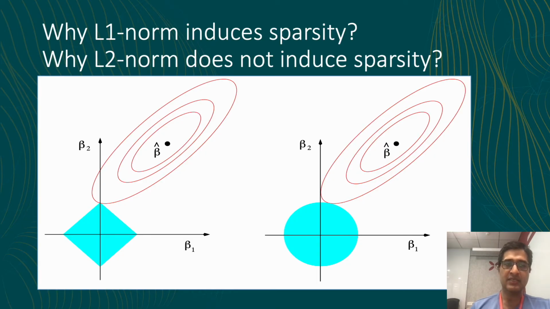Now what you would notice is that the point that gets selected is the one where the isoloss term intersects with the axis. So in this particular case, the beta 1 ends up being 0, right?